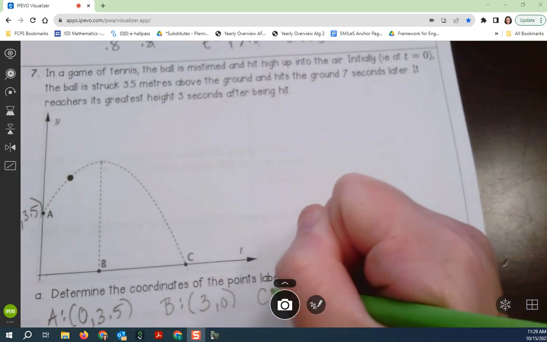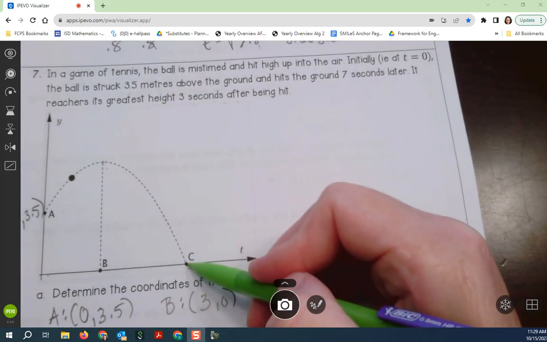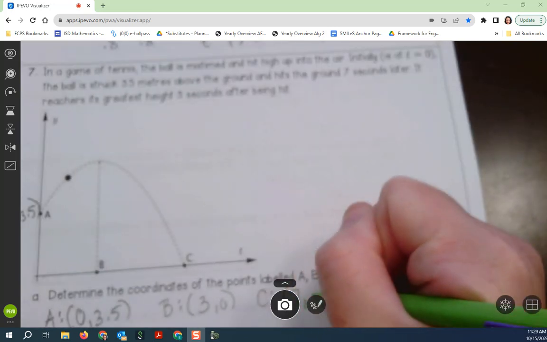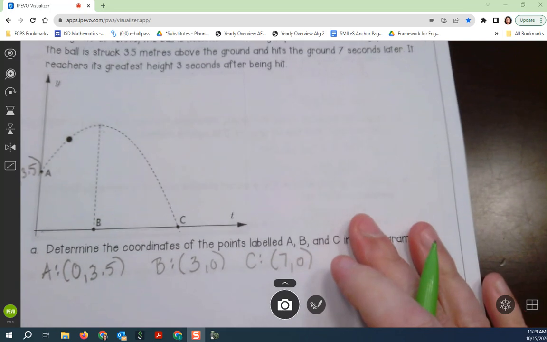And then for C is over here. It hits the ground 7 seconds later. So the x is 7 and the y is 0.